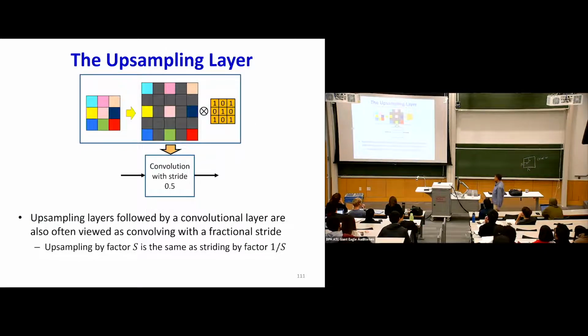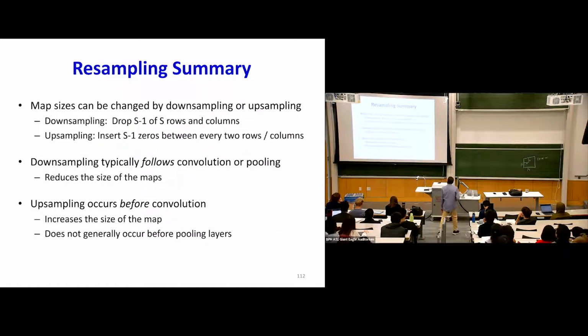Now, practically speaking, upsampling is typically followed by convolution, and we like to think of it as convolving with a fractional stride. So if I'm upsampling by 2 and then convolving with a stride of 1, the result is larger than the original input by a factor of 2, right? Which is like saying every time I step forward by half a pixel. So you like to think of it as convolution with a fractional stride. Now, these are the 2 resampling operations.